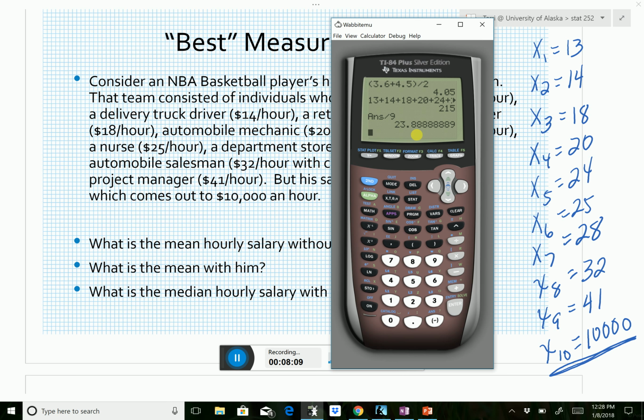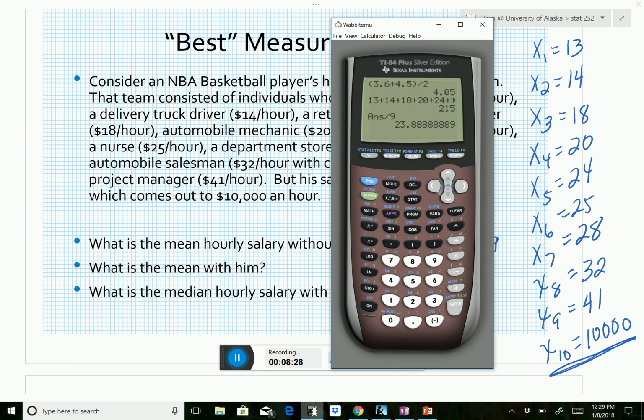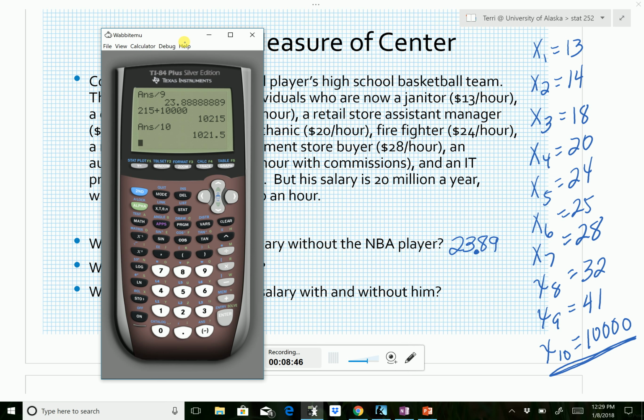I want you to be careful when you're rounding. We see that this 8, the next number is more than 5, so this becomes $23.89. So what is the mean with him? Okay, let's go back to our calculator. Let's take our 215 that we had, that's the sum of the first 9, plus the $10,000 that he makes. Now let's divide that by 10. That's 1,021.50.